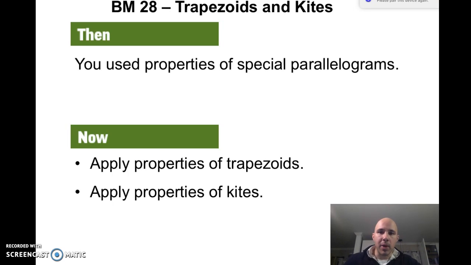This is benchmark number 28, the last benchmark in this unit on quadrilaterals. We're going to be talking about trapezoids and kites. We've already covered benchmarks 25 and 26, where we talked about special properties of special parallelograms: rectangles, squares, and rhombuses. Today we're going to talk about trapezoids and kites.